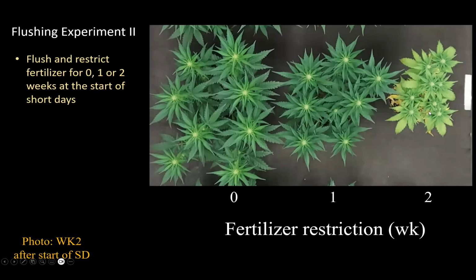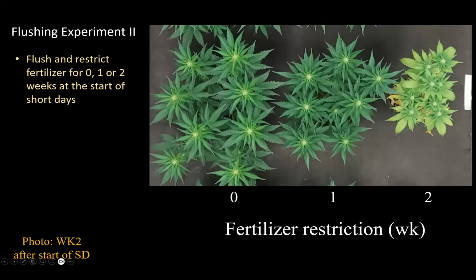And actually what does happen that is a benefit, you can kind of see the yellow leaves in the lower part of the canopy here. It actually reduces the amount of leaf trimming you have to do, because those leaves actually fall off themselves when you do a severe fertilizer restriction for 2 weeks.